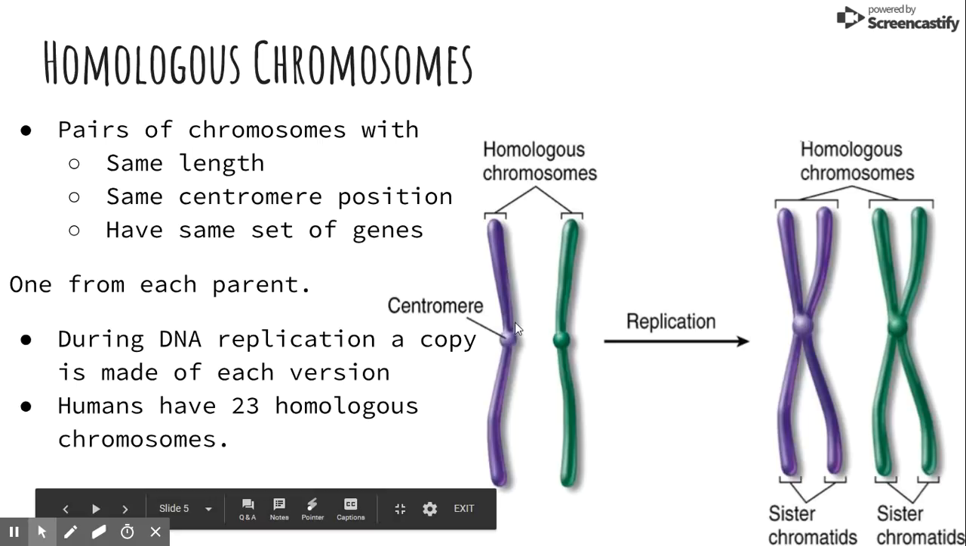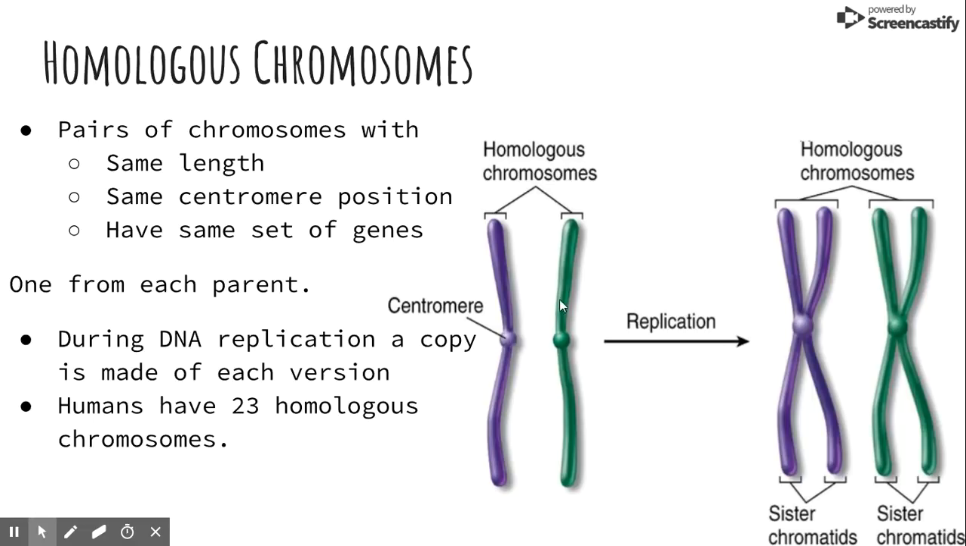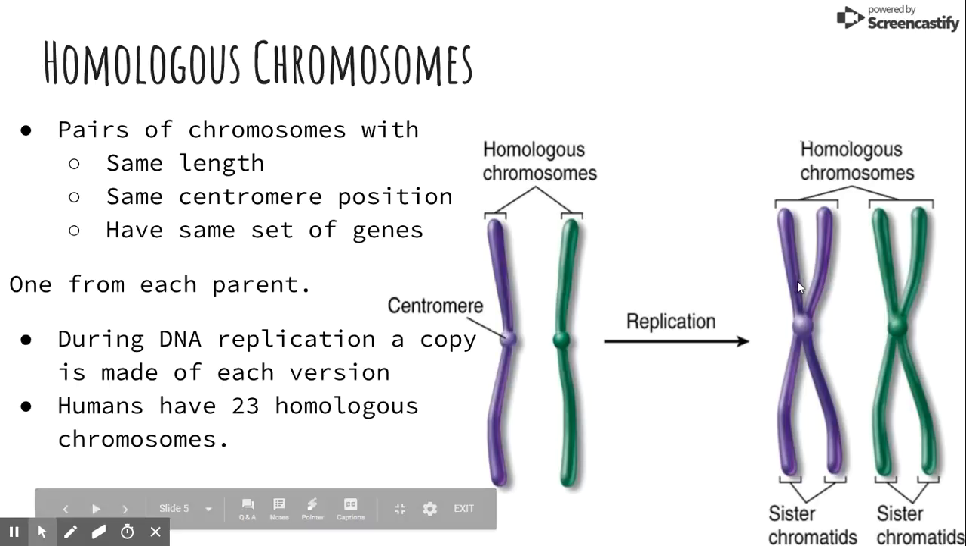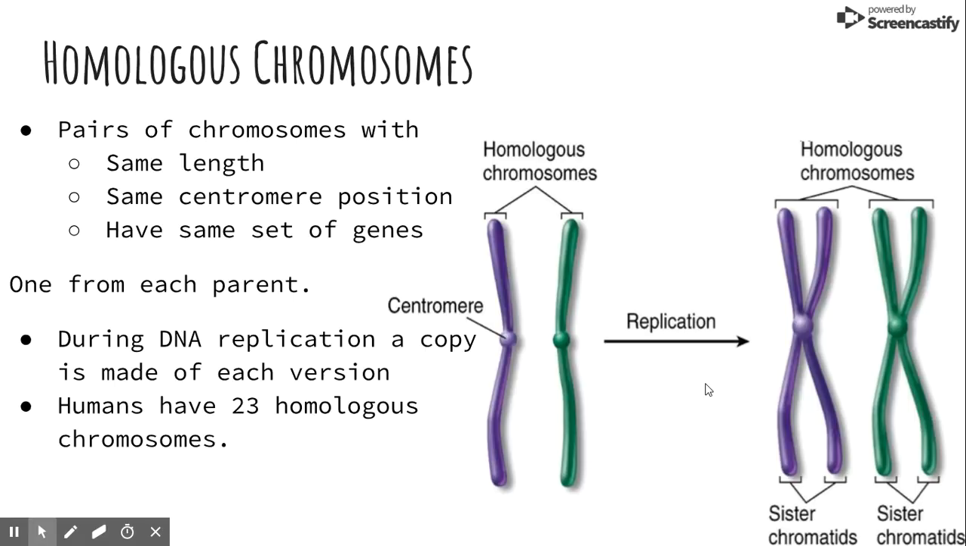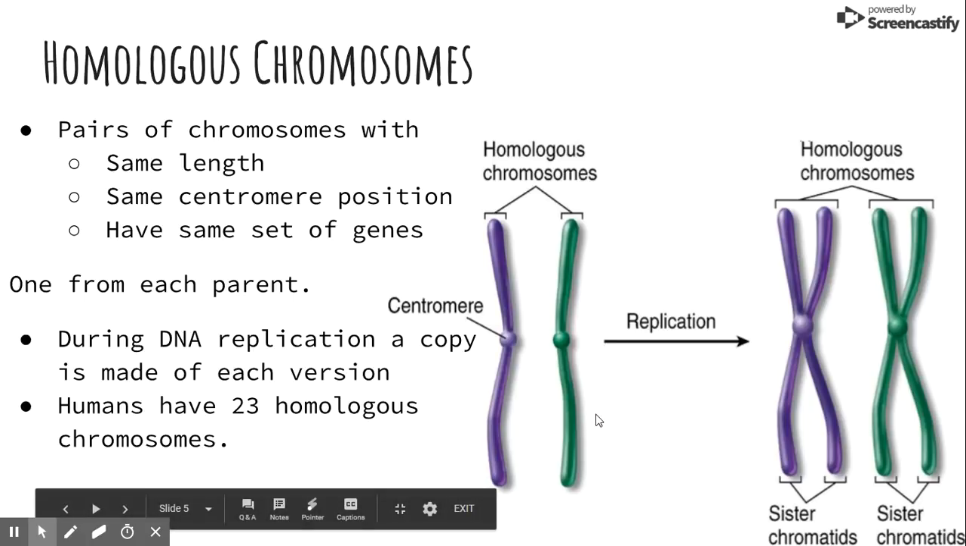Humans have 23 of these pairs. During DNA replication, we're going to make copies of each of those versions. And that's what you see happen here. We now have the copies of our version of the chromosome from mom, and we have the copies of the version we got from dad. We do this for all 46 chromosomes. Remember, we have 23 pairs. That's what a homologous chromosome is. It's a pair of chromosomes. So we have 46 chromosomes that we make copies of so that we can fully divide them.